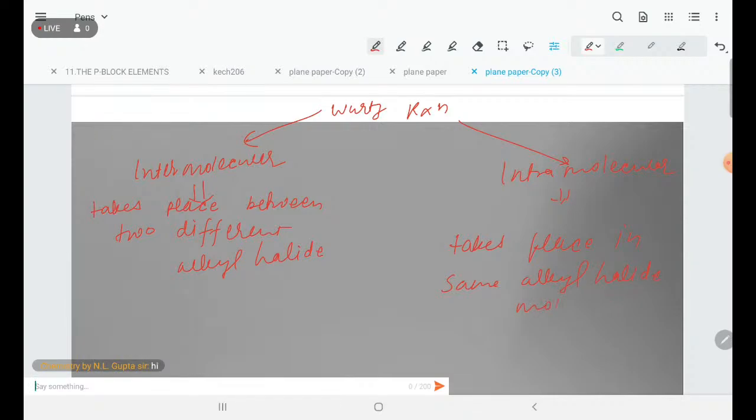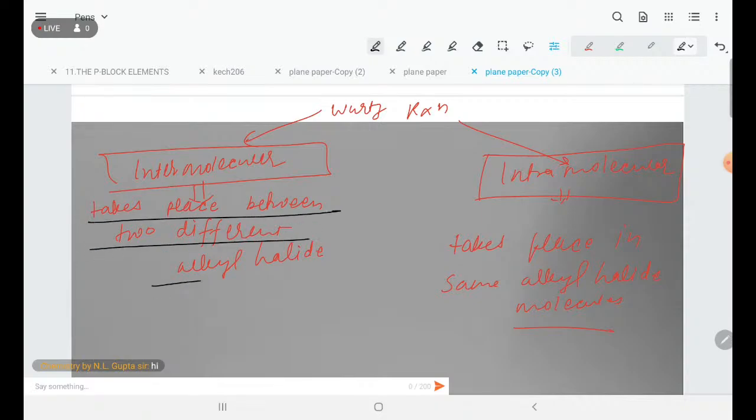So this point you need to keep in mind. When you are preparing for NEET and JEE, you need to keep in mind that whatever Wurtz reaction we are talking about, that's not a very small topic. It's quite a large topic. So Wurtz reaction can be intermolecular or intramolecular. If we talk about the intermolecular, this takes place between two different alkyl halides, and the intramolecular takes place in the same alkyl halide.